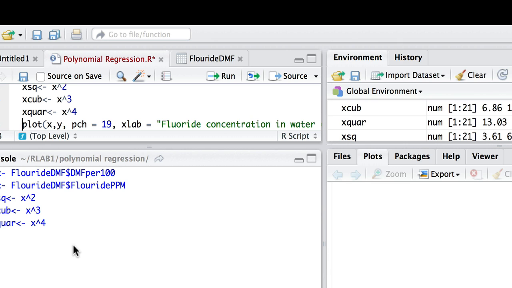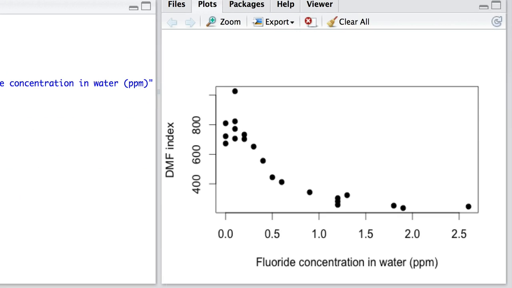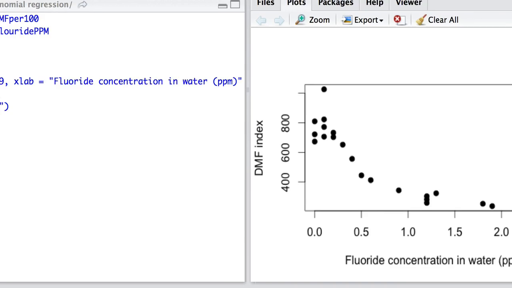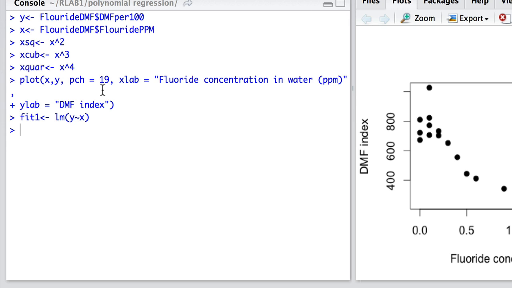Now let's simply plot a graph of the relationship between x and y. So this is what we do here, and we find that there is apparently a relationship between this DMF index and the fluoride concentration, and it appears somewhat non-linear overall. Now, to begin with, we'll fit a linear model to these data. How do we go about doing that?